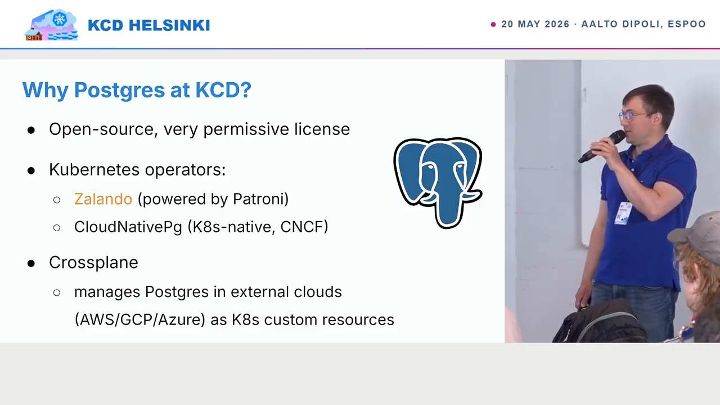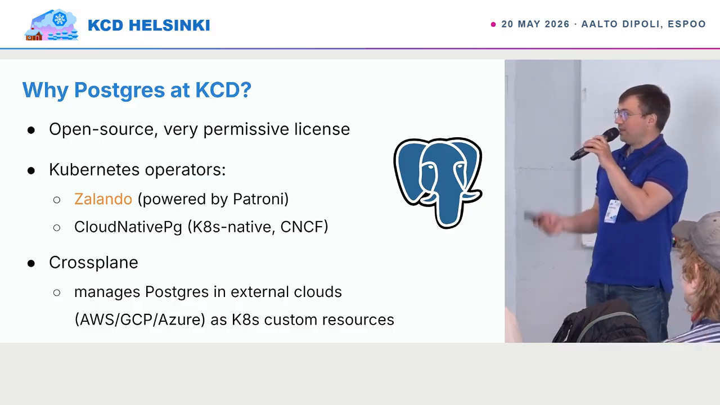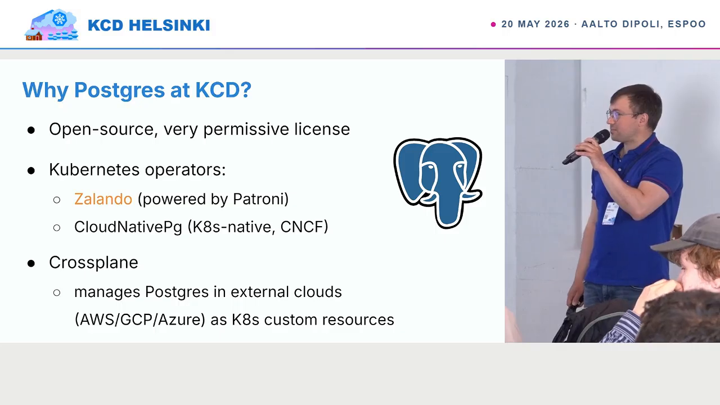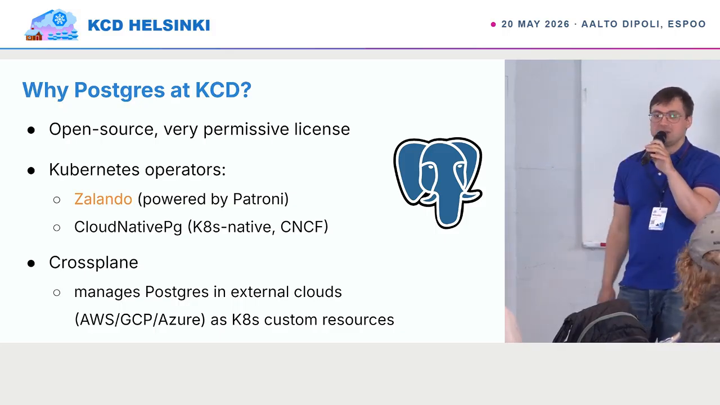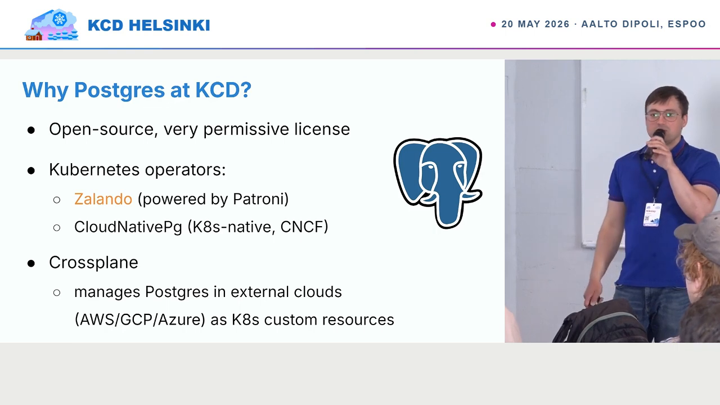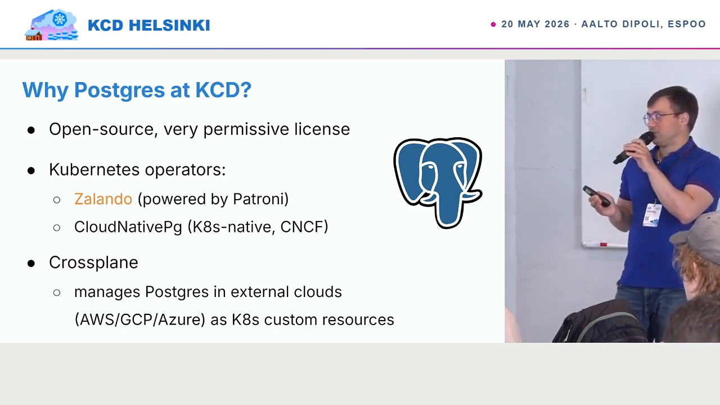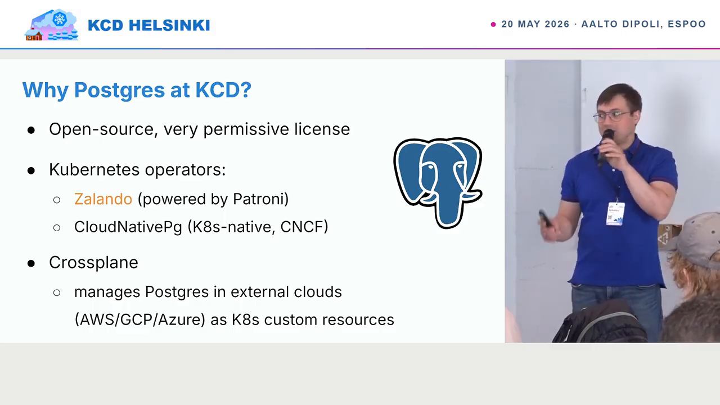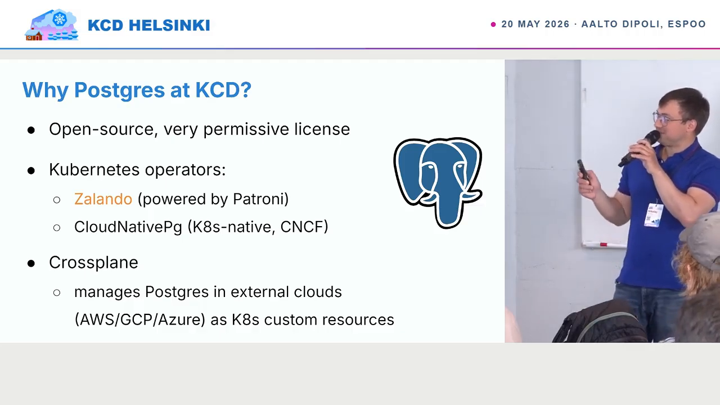It's Kubernetes-native. It doesn't use Patroni under the hood. And then there are even more options for using Postgres from Kubernetes. One of the previous talks was about Crossplane, and if you use Crossplane, you can manage Postgres in external clouds, but they would be shown as Kubernetes custom resources in your cluster. So yeah, Postgres makes sense at KCD.